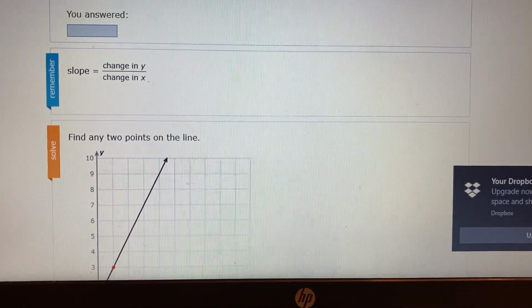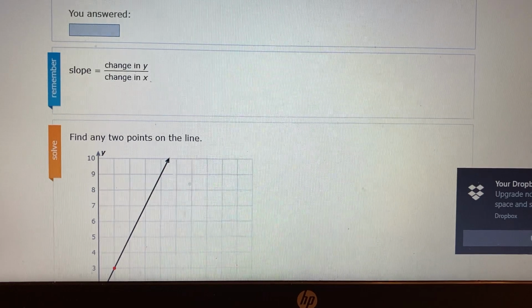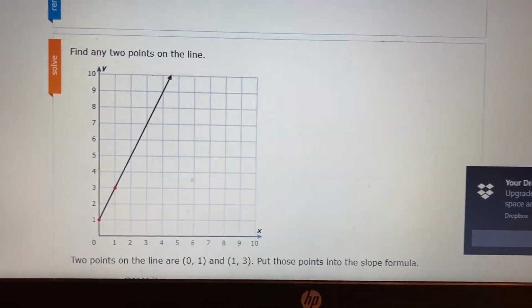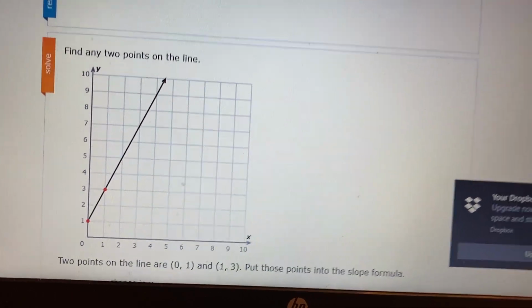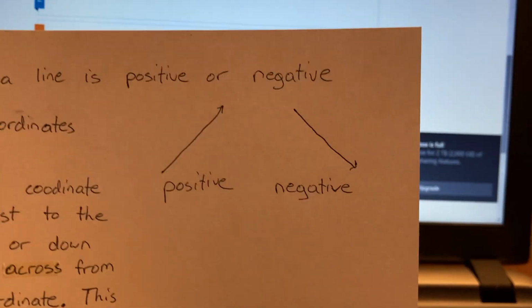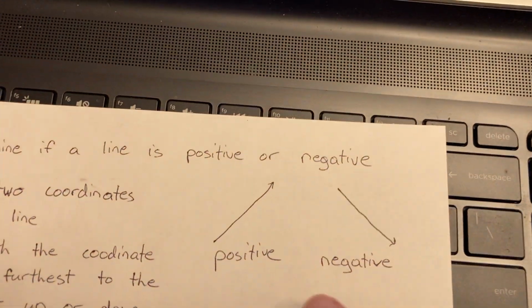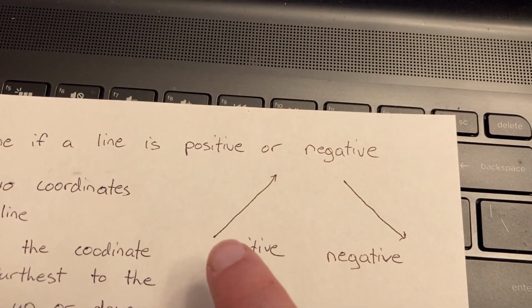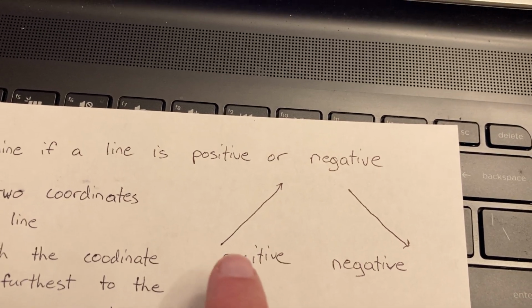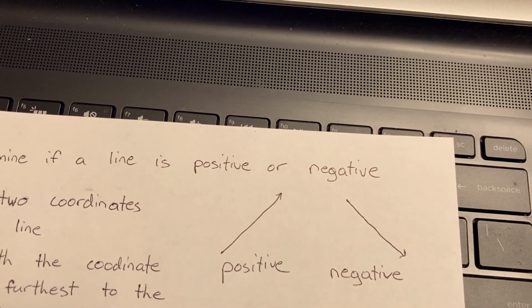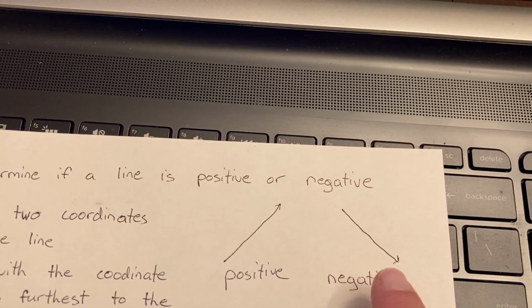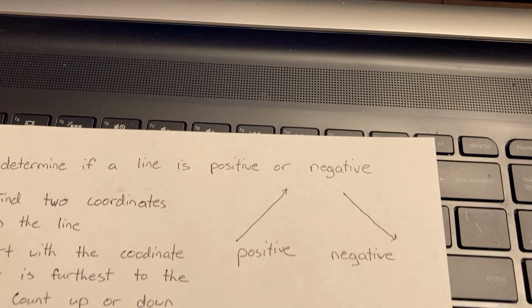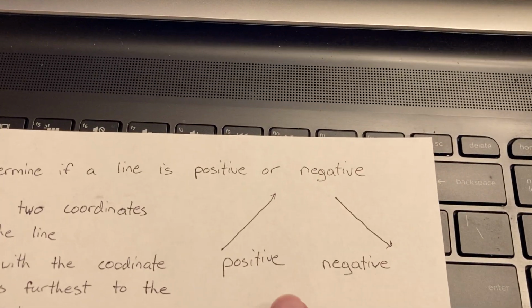So slope, again, is the change in the y over the change in the x, okay? The first thing I want to do is determine if the line is going to be positive or negative. Now we read these lines from left to right. As I move from the left to the right, you notice that this line is going up. If we were to follow this line from the left to the right, it is going down, so this would be considered a negative. This would be considered a positive.